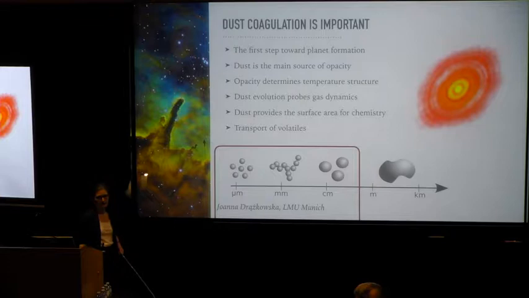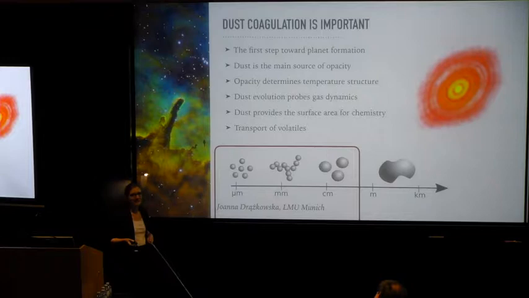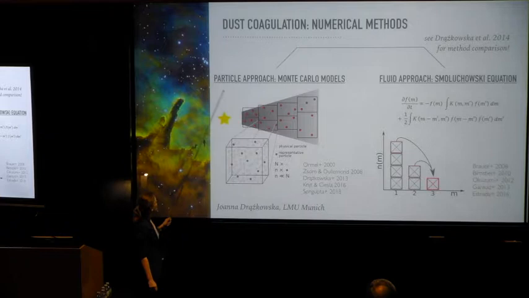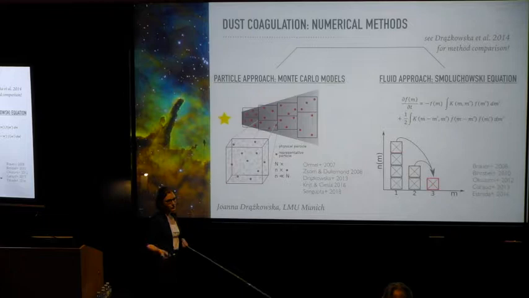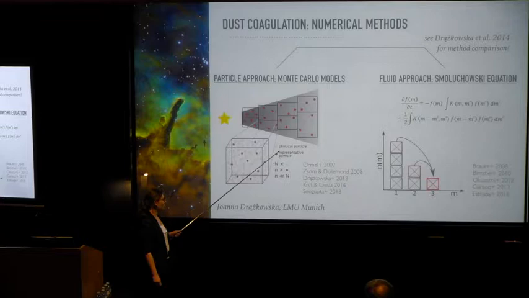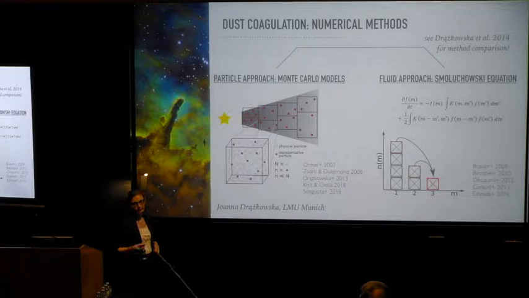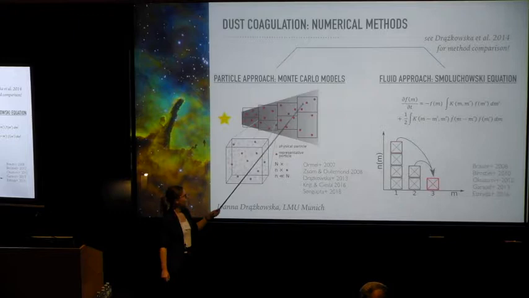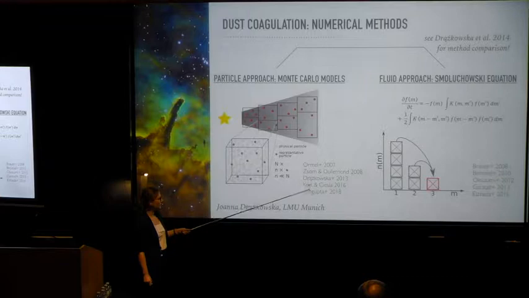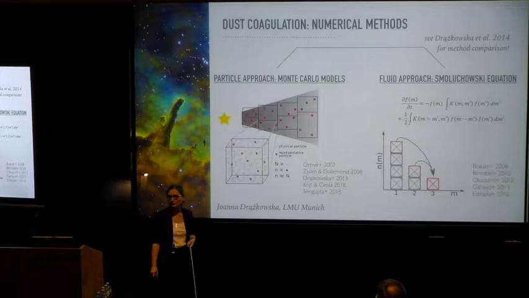So hopefully you are now convinced that you should be thinking about and including dust coagulation in your models. I summarized here the two possible ways that you could use to include dust coagulation. One way is to treat dust as particles and then solve for collisions, but I already told you we need something like 10 to the 40 of those particles, so probably that's not feasible. We usually need to go to some kind of representative particle approach, and then to solve for collisions, the thing that drives the growth of particles, we would need something like Monte Carlo models. I was developing one of those models based on the Zsom and Dullemond method from 2008, but there are also different codes for that, especially Vanyan here had very recently a paper with a completely new implementation of this kind of approach.